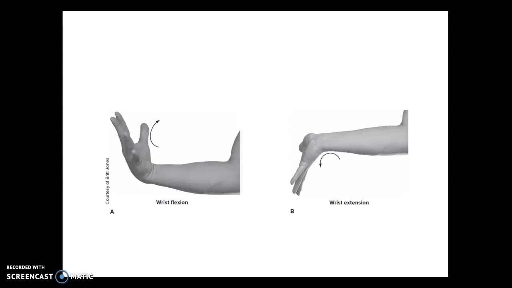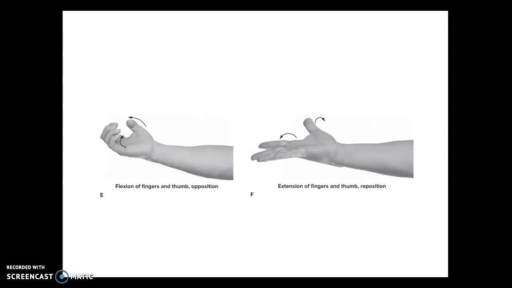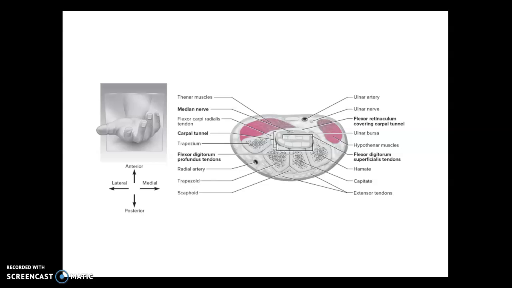By now you should know flexion and extension of the wrist. Also abduction and adduction, which looks a lot like radial deviation and ulnar deviation. This flexion of the fingers, extension of the fingers, should be pretty self-explanatory. And then you have abduction and adduction of the metacarpophalangeal joints. I left this in specifically.